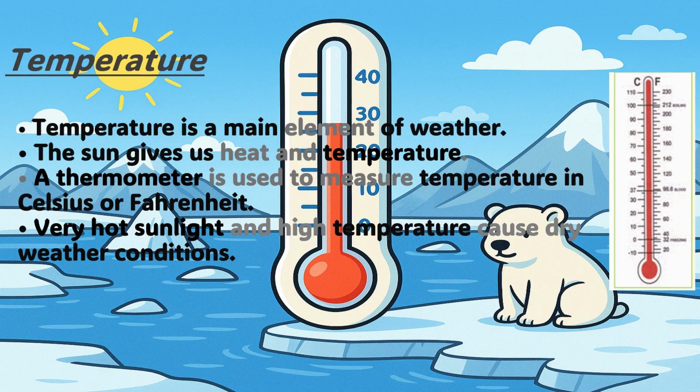People who have thermometers at their house probably know what this topic is. Temperature. Temperature is a main element of weather. The sun gives us heat and temperature. A thermometer is used to measure temperature in Celsius or Fahrenheit. Very hot sunlight and high temperature cause dry weather conditions.